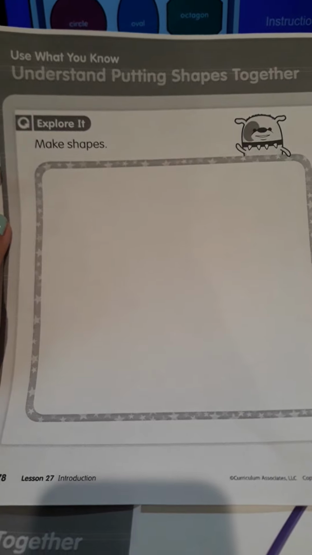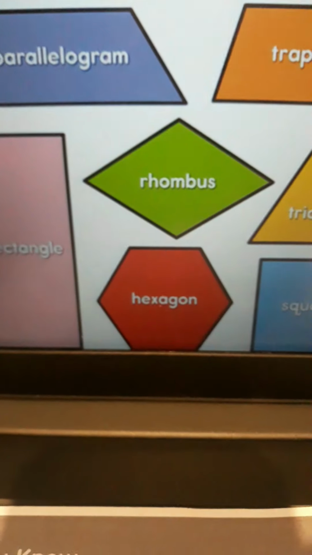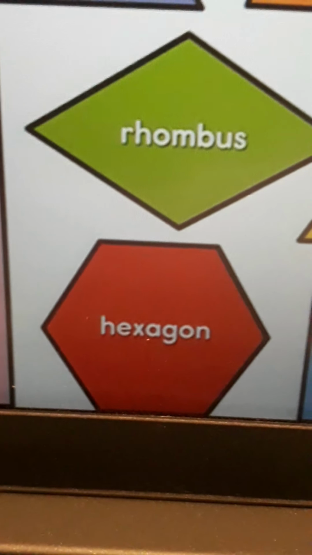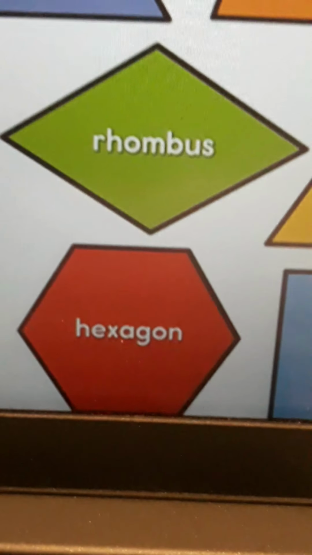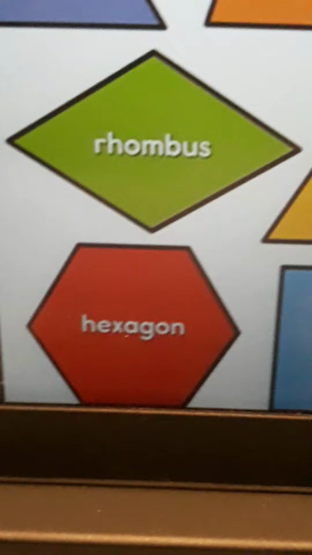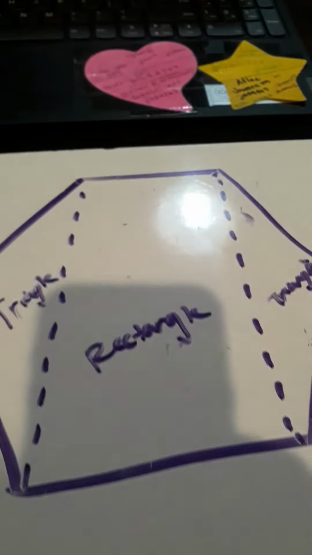Okay, so for this particular page, it says to draw a shape. But the shape that I want you to draw is right here, a nice hexagon. Right there. So if you can please draw a hexagon on this sheet of paper, please draw it with a pen or a marker. Okay, then after that, after you draw your hexagon on this page right here, page 178, we are going to play with it a little bit.